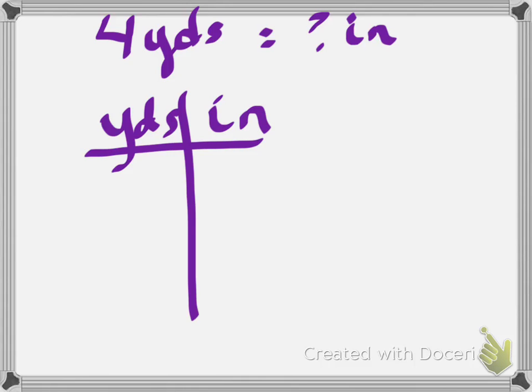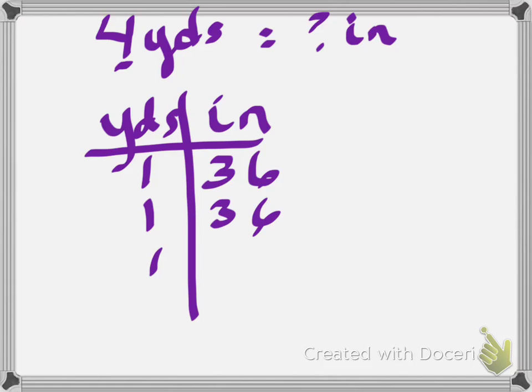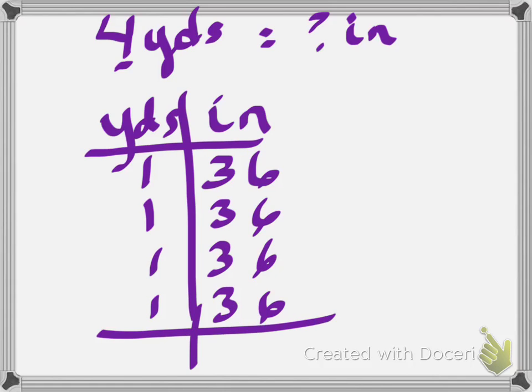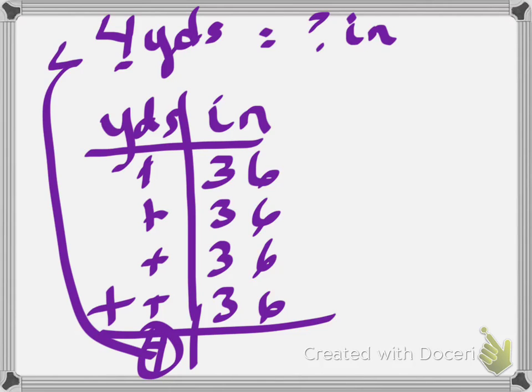You will need to know that 1 yard is really 3 feet, and 3 feet is 12 plus 12 plus 12, which is 36 inches. So 1 yard equals 36 inches. Now I need to do 4 yards. So there's another one, 36. There's another yard, 36. And another yard, 36. Then we add it up. We have 1, 2, 3, 4 yards. And then we have 1, 2, 3, 4 sixes. 4 groups of 6 is 24.